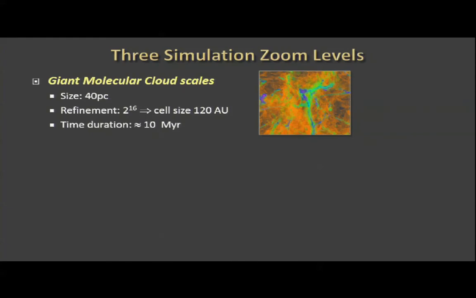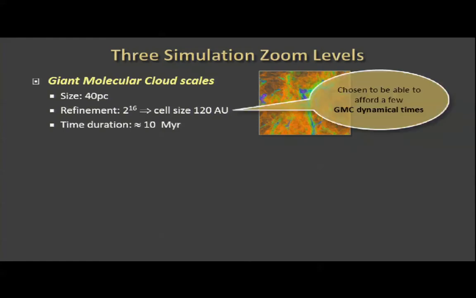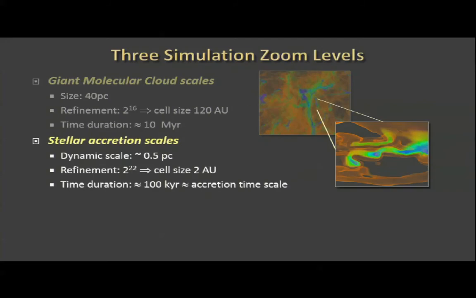I have to postpone discussions because time is rather pressed. So let me explain. We do this in 3 simulation levels. And this partly answers your question. So the first level is a giant molecular cloud scale, where we refine with 16 levels, which gives a cell size of 120 AU. And that choice is so that we can afford a few GMC dynamical times. Okay? Then we go to 22 levels of refinement, which corresponds to a cell size of 2 AU.